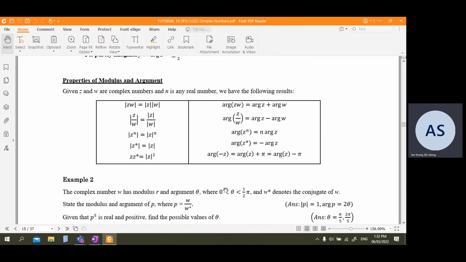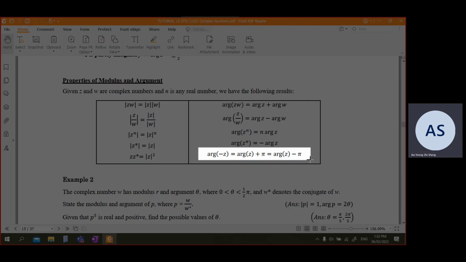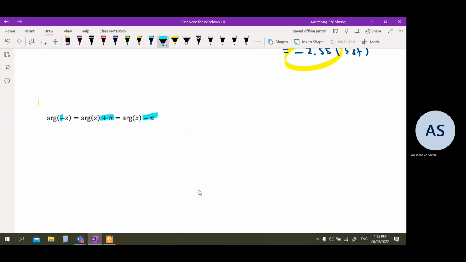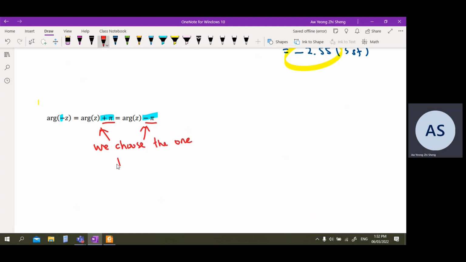Yeah, then the last one, argument of minus z. So if you want to get rid of the minus from inside the argument operator, how can we get rid of it? You either plus pi or minus pi. And whether you should plus or minus depends on which one gives you the answer in the principal range. So between these two versions, we choose the one that gives an answer in the principal range.